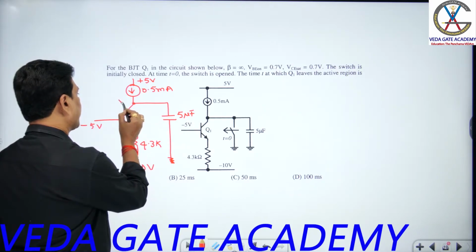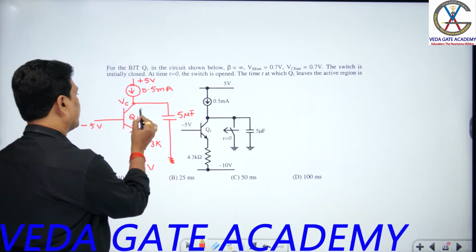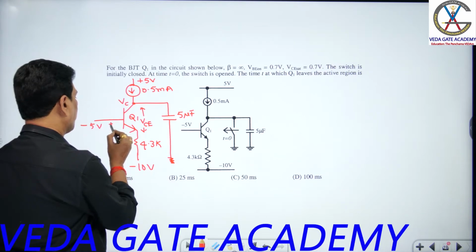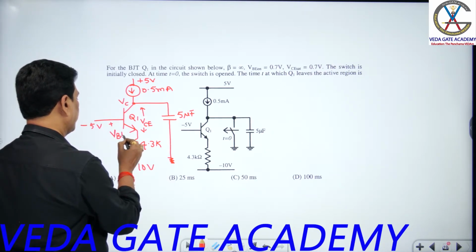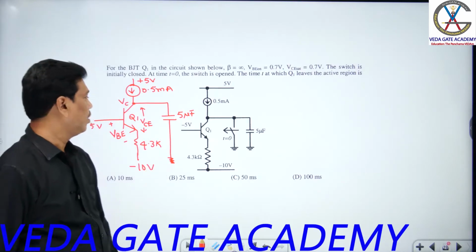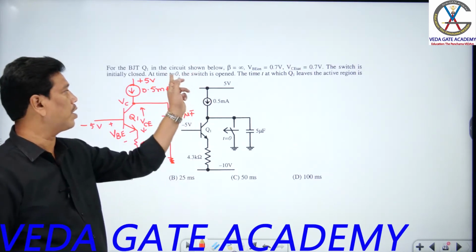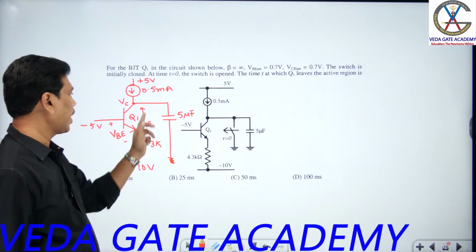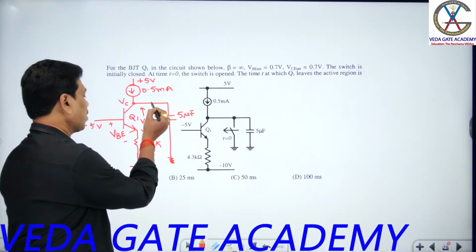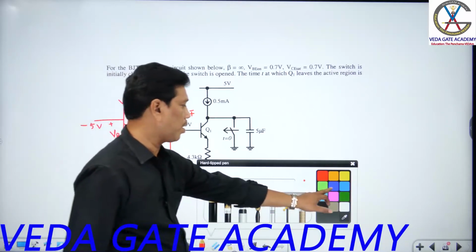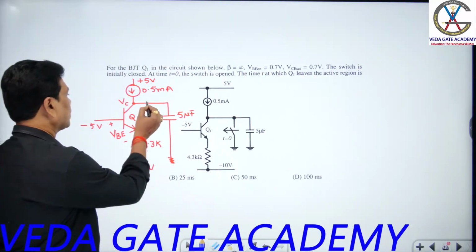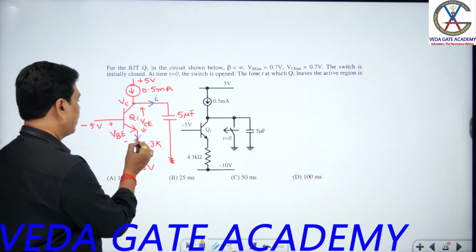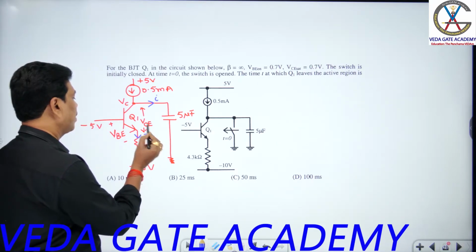Here the collector node voltage I can call VC, and this is VB. Initially the switch is closed, and at t equal to 0 seconds the switch is opened. Switch opened means the current is allowed to pass through the capacitor. That current I can call I. Here the emitter current passing through is IE.